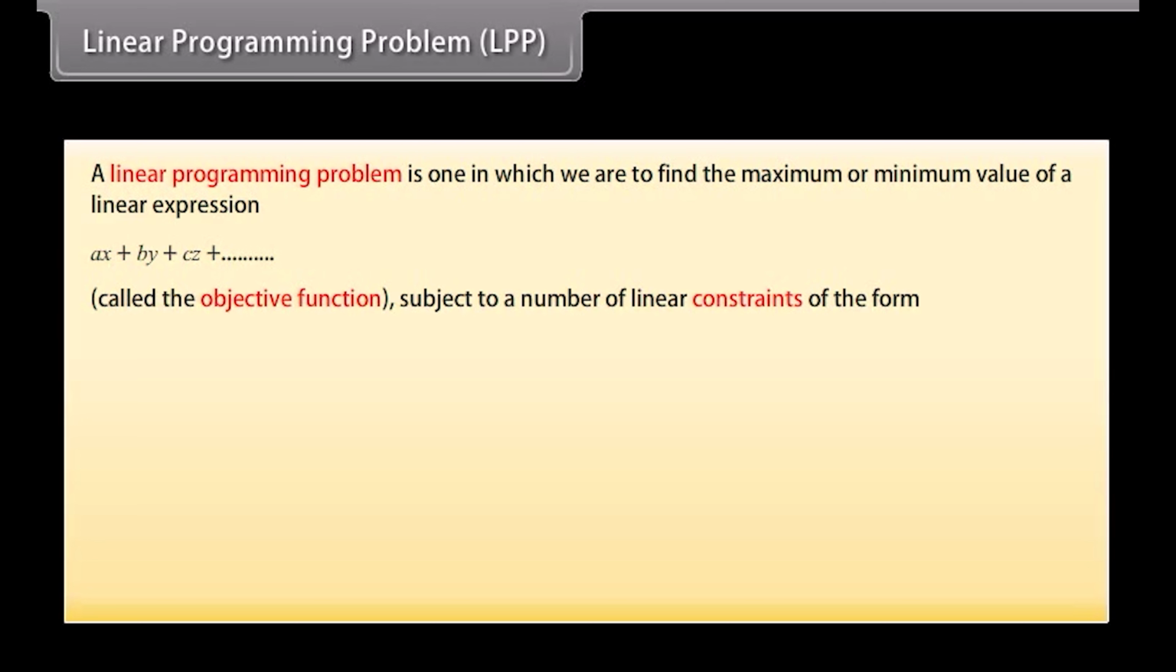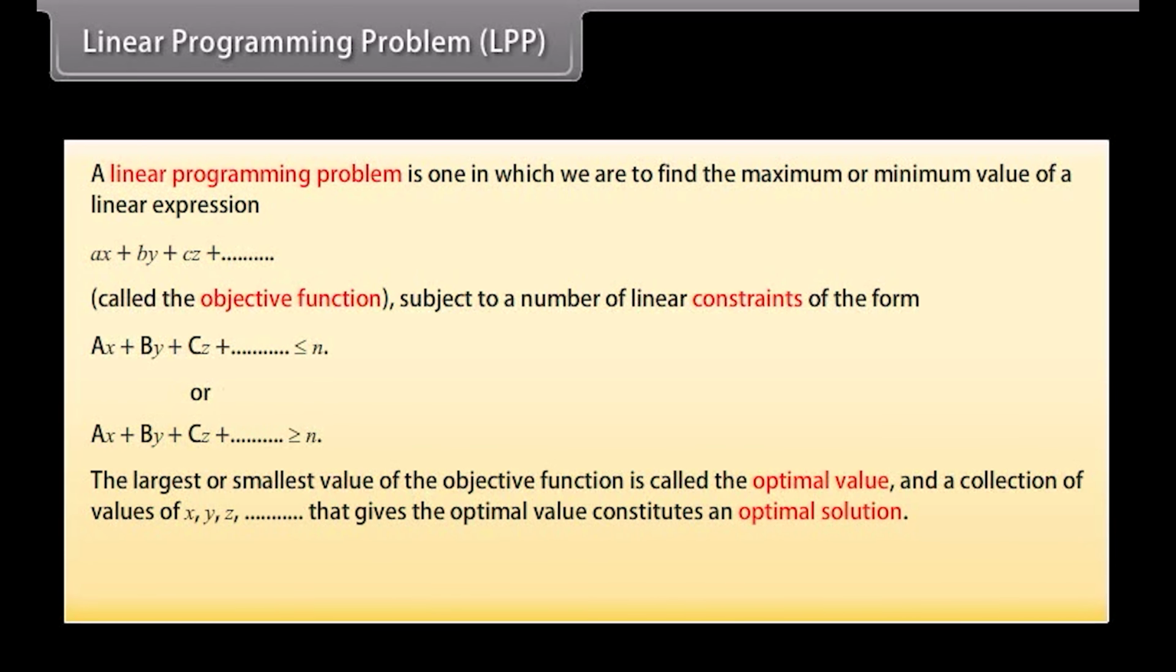a number of linear constraints of the form ax plus by plus cz plus and so on till less than or equal to n, or ax plus by plus cz plus and so on till greater than or equal to n. The largest or smallest value of the objective function is called the optimal value, and a collection of values of x, y, z and so on that gives the optimal value constitutes an optimal solution. The variables x, y, z and so on are called the decision variables.